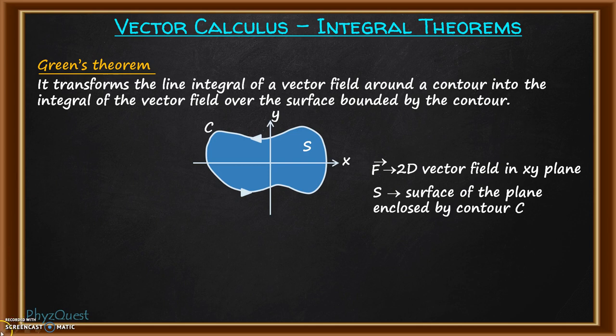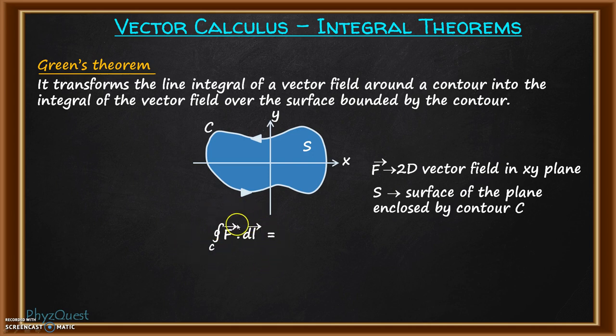Now let's try to understand this theorem. It mentions that it transforms the line integral of a vector field to the surface integral of a vector field. So how does it transform? See, the line integral of the vector field is represented as the integration over closed curve C of F dot dl. This is the symbol of a closed integral, that is, C means it's a curve, so it's a closed integral taken over a closed curve C. F is your vector field and dl is there because it's a line integral.